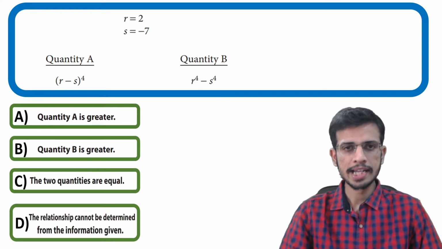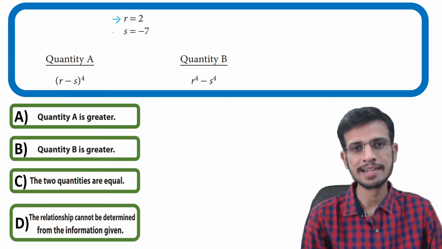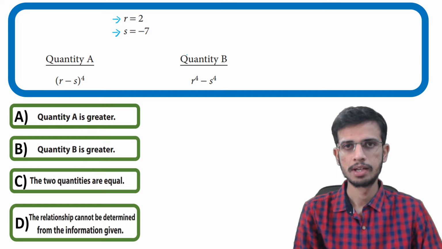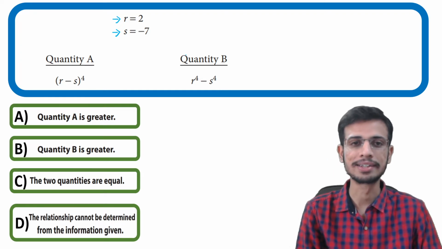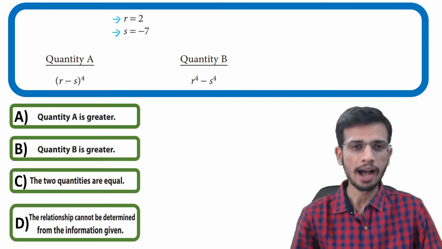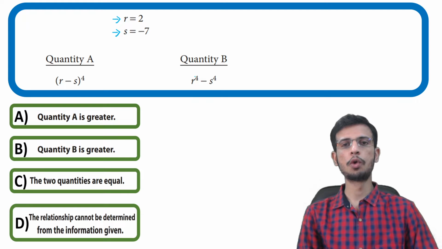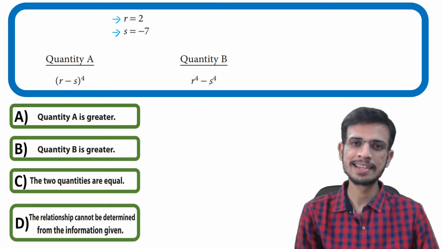In this question we are given that r is equal to 2 and s is equal to -7, and we have to just compare quantity A and quantity B. We don't want exact values of quantity A and quantity B, we just want to compare. So what is quantity A? That is (r minus s) whole raised to 4, and quantity B is r raised to 4 minus s raised to 4. It's a very easy question, we can say.